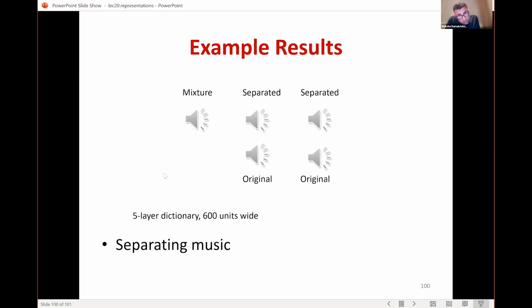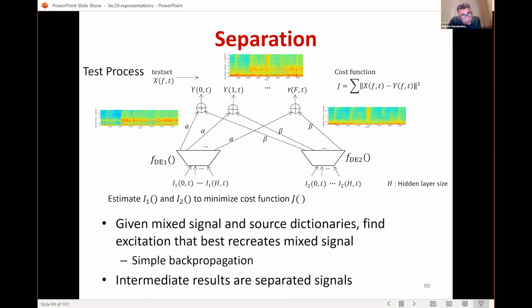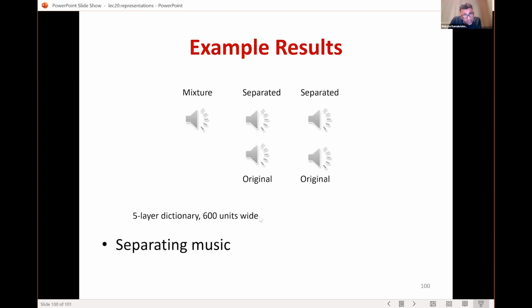So this is a mixture of two instruments. One a wind instrument, one is a string instrument. And these dictionaries were the decoders of an autoencoder. Each of them had five layers, it was 600 units wide. And here's what it separates out for the first source.